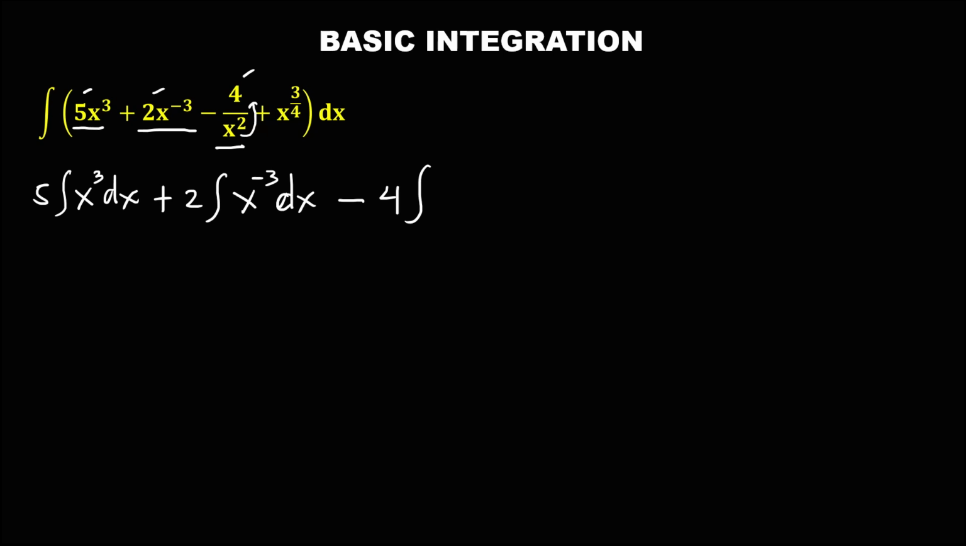the power 2, so this becomes x to the power negative 2, then the dx, then plus, so we have the integral of x to the power 3 over 4, then the dx.